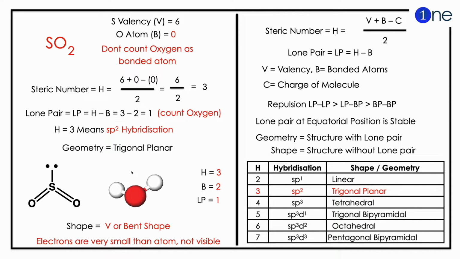Lone pair should count oxygen atom. So 3 minus 2 gives 1. So H is 3, lone pair 1. H equals 3 means sp2 hybridization, which leads to trigonal planar geometry.